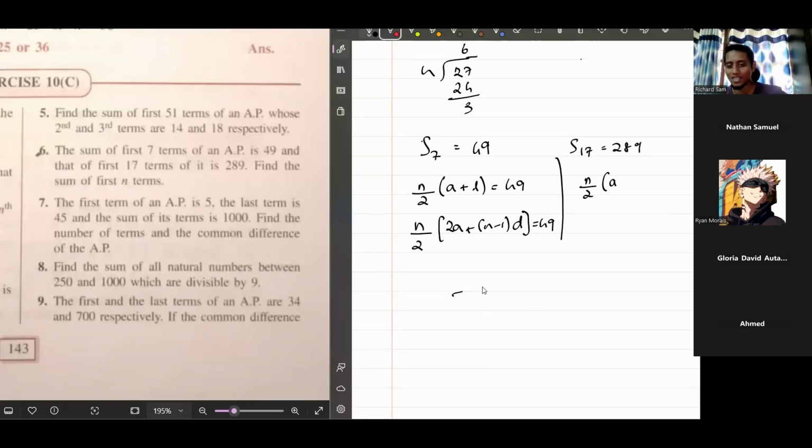So here what do we do? Look carefully. Sum of 7 terms, that means n is 7. So in place of n, we have to put 7. Here also, this is the sum of 17 terms. So 17 upon 2 into a plus l is equal to 289. Or if you use the second formula, you'll get 17 upon 2 into 2a plus 16d is equal to 289. So here also, instead of n minus 1, we write 16d.